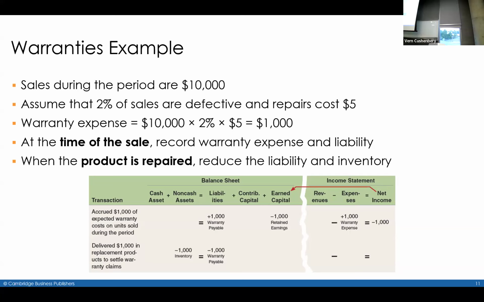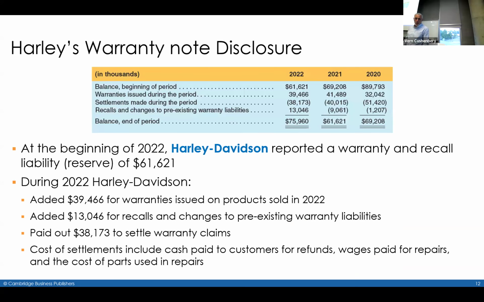So we're going to book that as a warranty expense, which would be our debit. Warranty payable would be our credit. That flows through to the balance sheet. And if you can grasp that slide there, you're probably good insofar as the homework and exam are concerned.